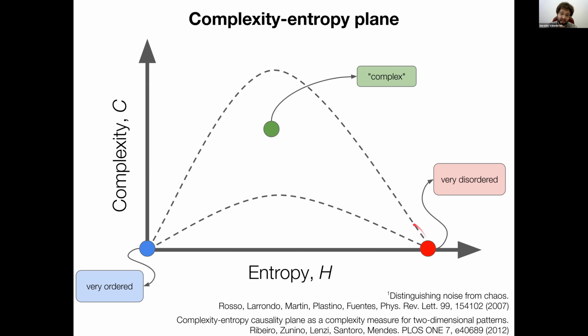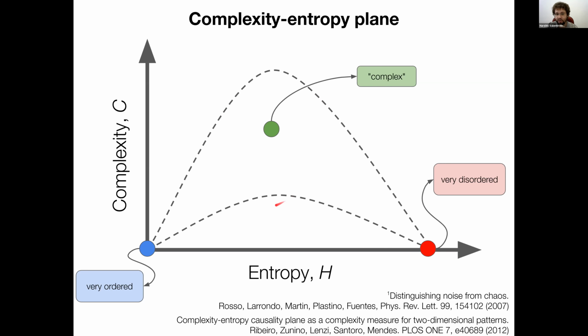So again, if we have a very ordered system, our entropy will be low, and also our complexity will be low. So we will be somehow localized in this region of the complexity entropy plane. And on the other extreme, if we have a very disordered system, a very random system, we will have a system with high entropy, but its complexity will also be low, and in general, will be localized in this region of the complexity entropy plane. And complex systems may be somehow localized in this region.